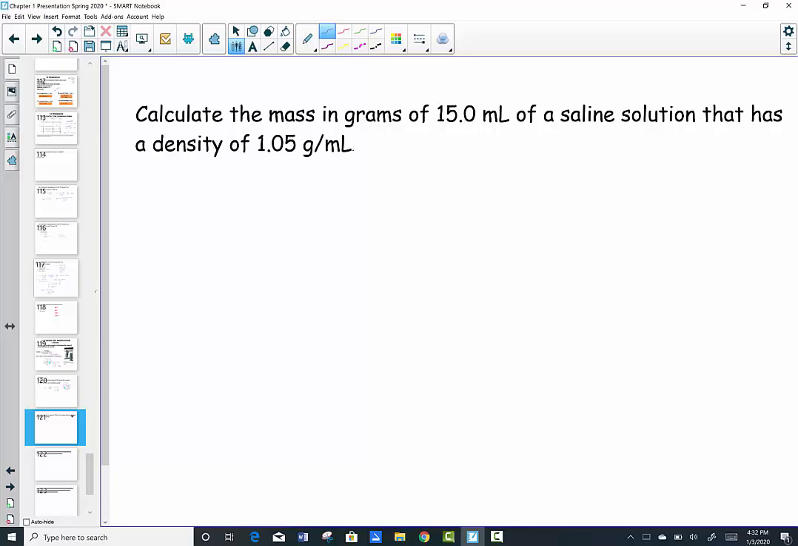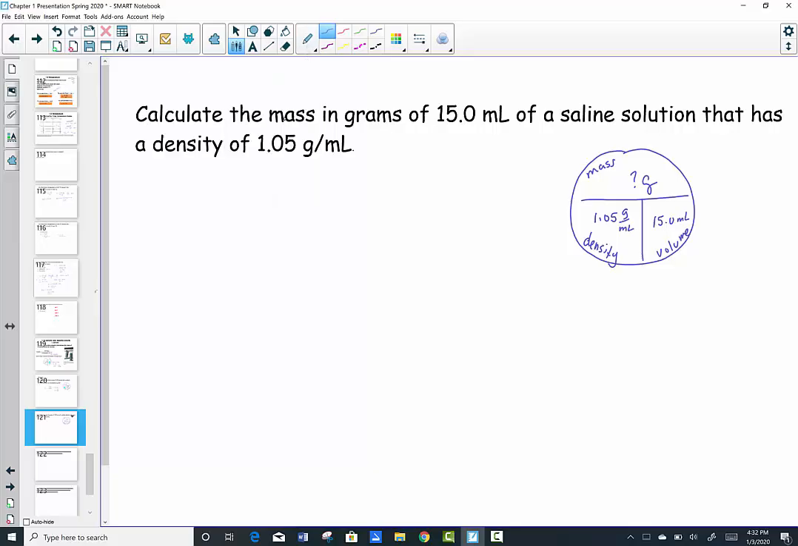Try another with me. Calculate the mass in grams of 15 mils of a saline solution that has a density of 1.05 grams per mil. Here's our strategy. Let's get our round little buddy ready. I know that mass goes on top. I know that volume goes in the bottom right. And I know that density goes in the bottom left. The mass is what we're solving for. The volume given to me was 15 mils. The density given to me was 1.05 grams per mil.